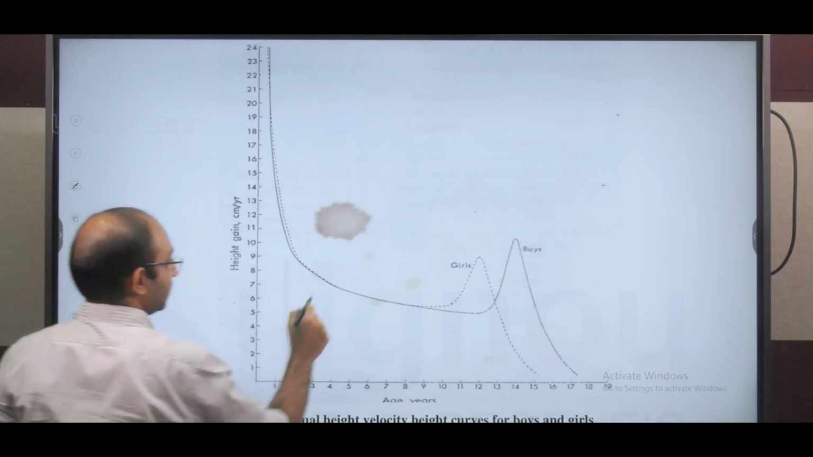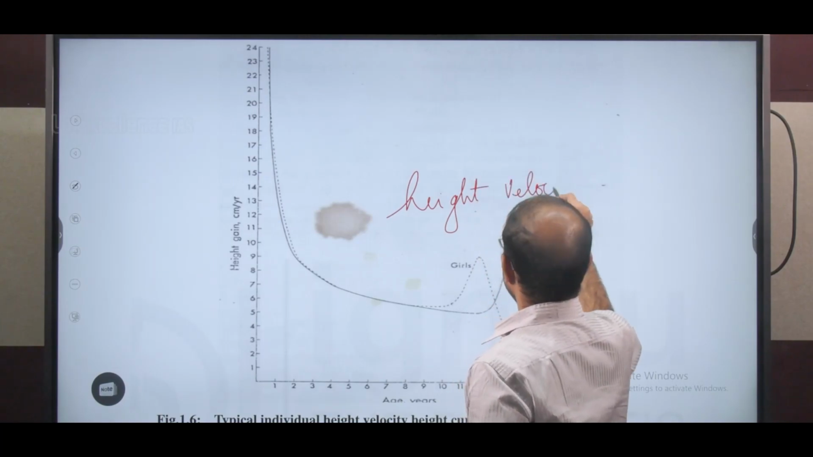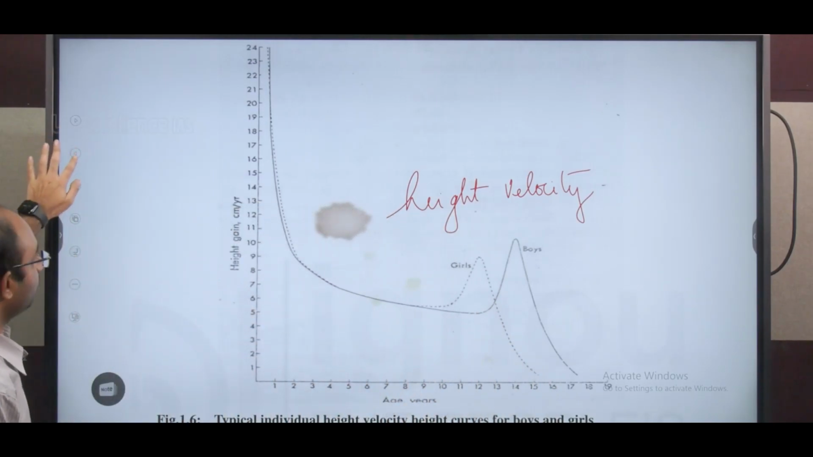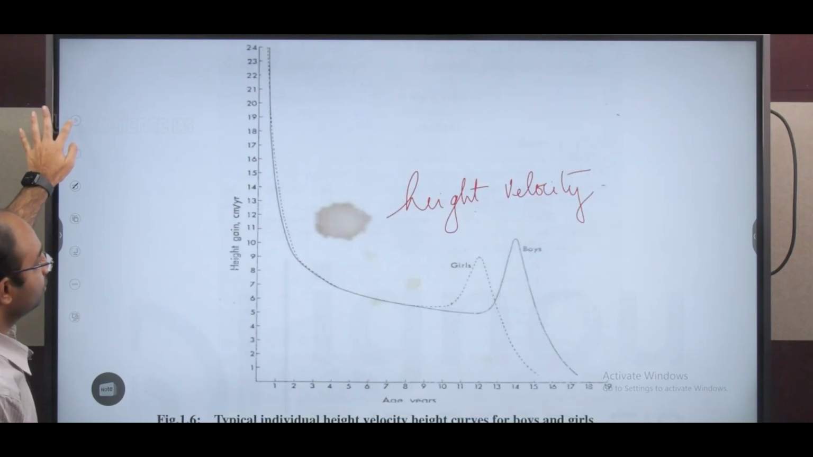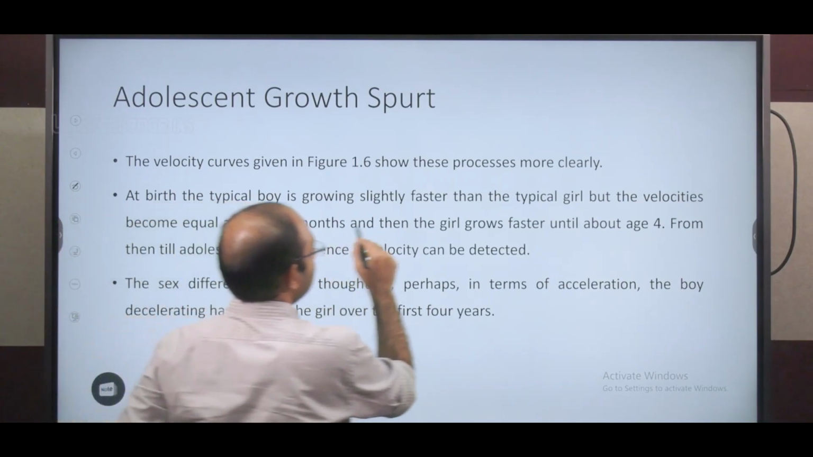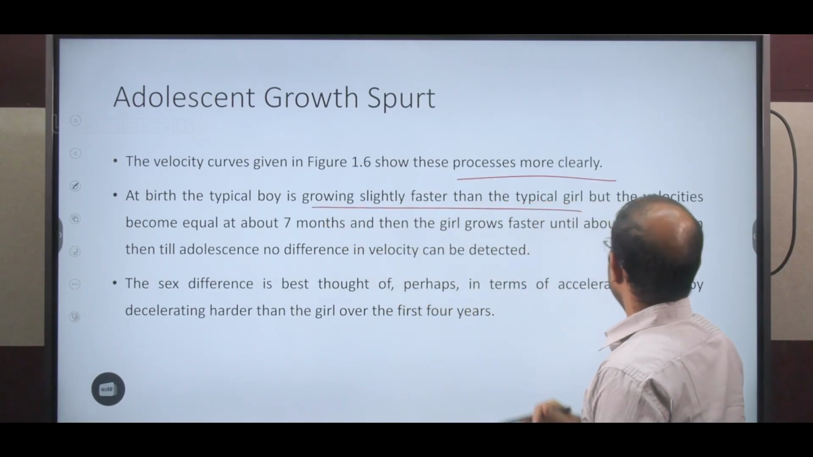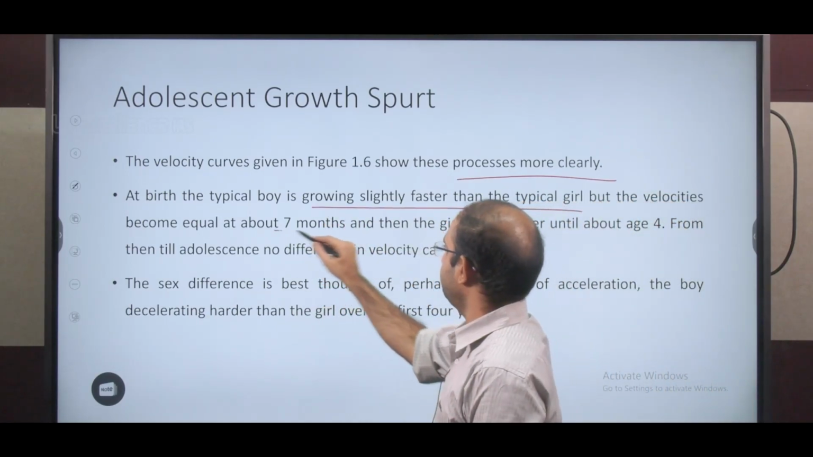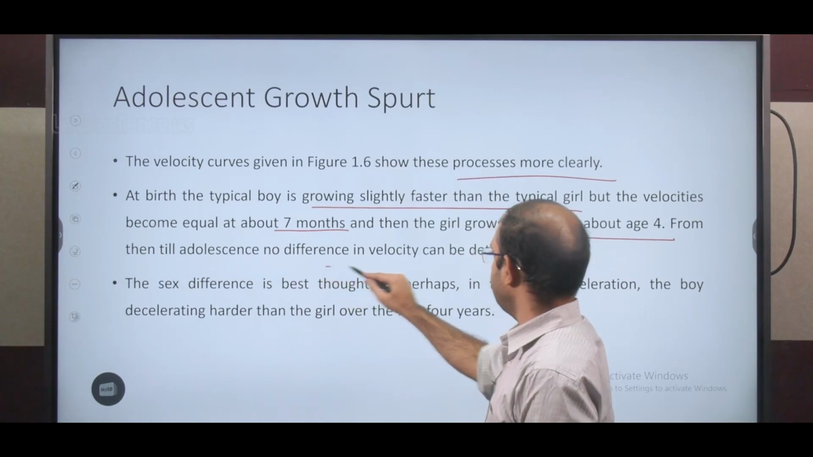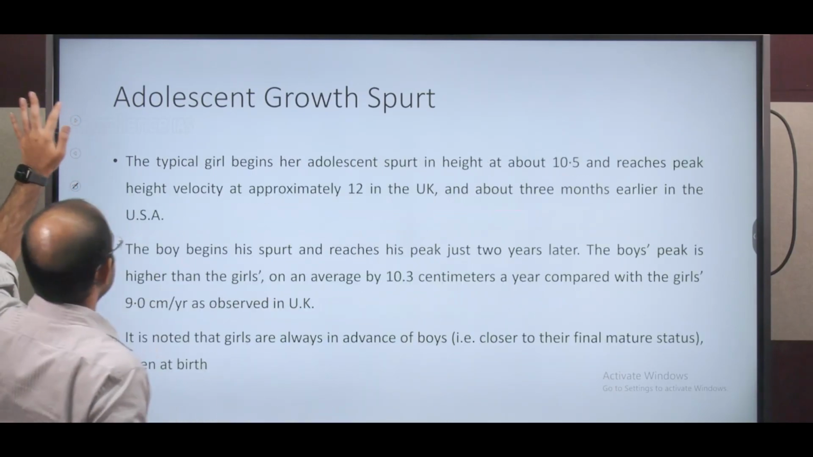And this curve here is again about height velocity, the rate at which height is changing. This is called the height velocity curve. So you can draw both height curves. Please draw both the curves, that is this curve and also the height velocity curve for adolescent growth spurt. The velocity curve given here shows this process clearly. At birth the typical boy is growing slightly faster than the typical girl, but the velocity becomes equal at about 7 months, and then the girl grows faster until age 4. From then till adolescence no difference can be seen, and these are the general points. Clear?